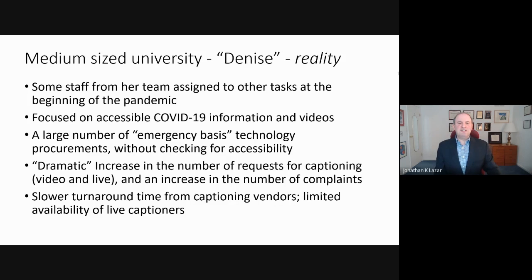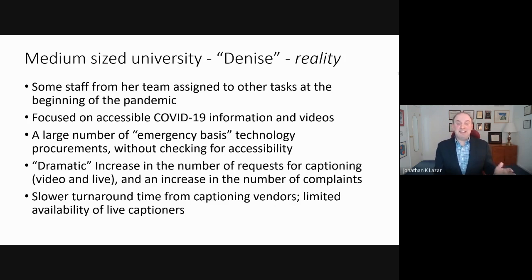So one of the big concerns that Denise had is that at the beginning of the pandemic in March, some of her team were actually reassigned to other tasks to help with other jobs. So really, Denise said, I think we would have done okay, but we had all these people taken off of accessibility work, and that made it really hard. Luckily, a few weeks later, those people were assigned back to her. Now, the focus that Denise described was that her team's focus was going to be on accessible COVID information and COVID videos. So public information related to COVID, that was their number one priority. They wanted to make sure that everything in that category was fully accessible.